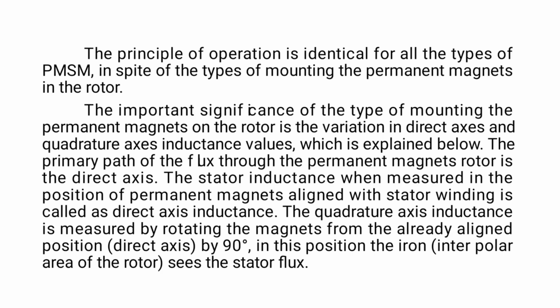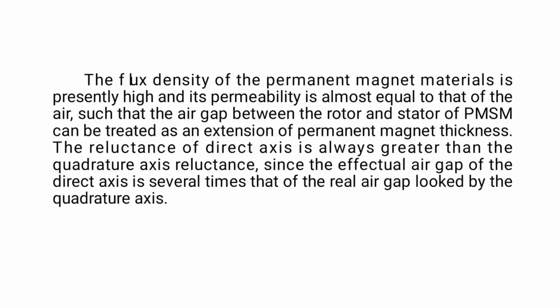The important significance of the type of mounting of the permanent magnets on the rotor is the variation in direct axis and quadrature axis inductances. The quadrature axis inductance is measured by rotating the magnet from the already aligned position. In this position, the q axis sees the stator flux. The flux density of the permanent magnet material is presently high, and its permeability is almost equal to that of air. And the reluctance of the direct axis is always greater than the quadrature reluctance, since the effective air gap of the direct axis is several times that of the real gap seen by the quadrature axis.